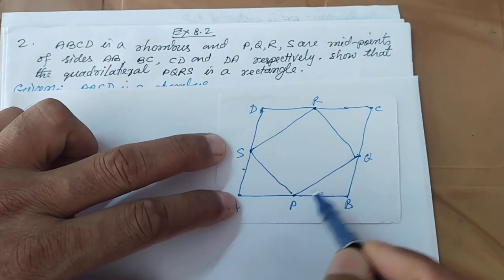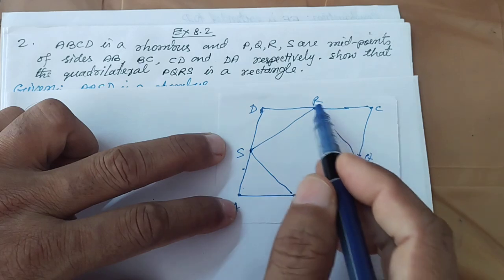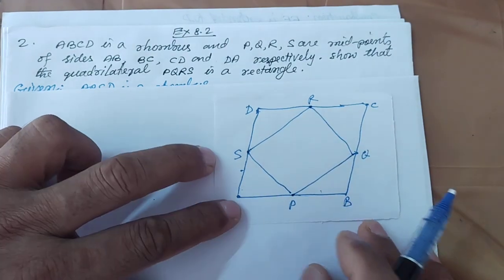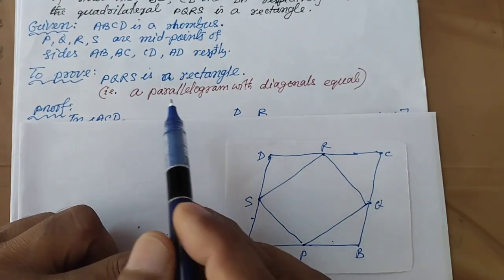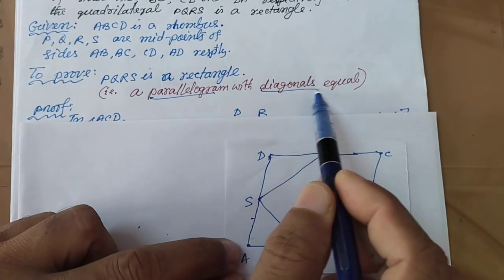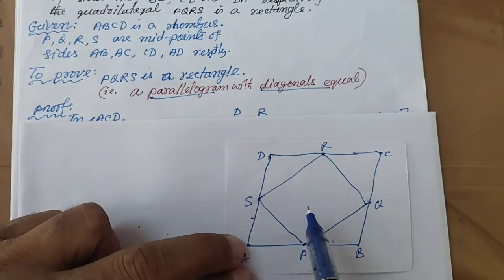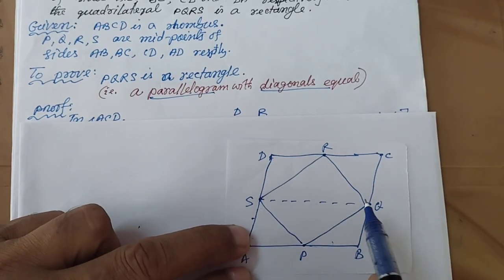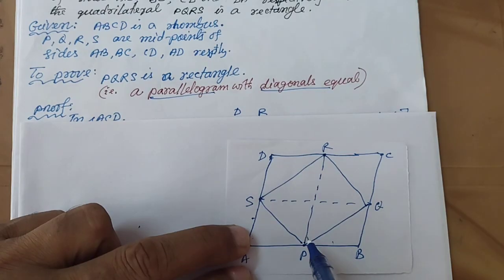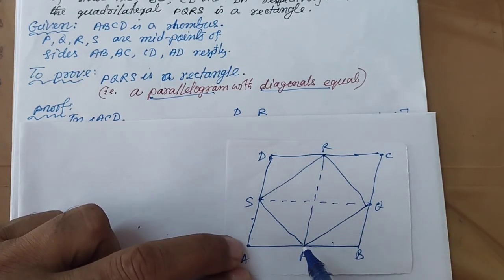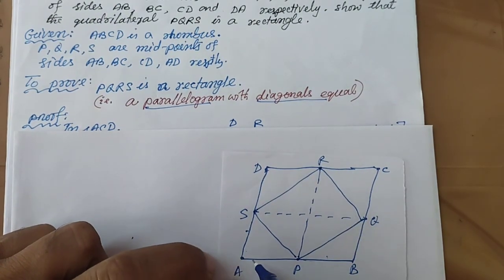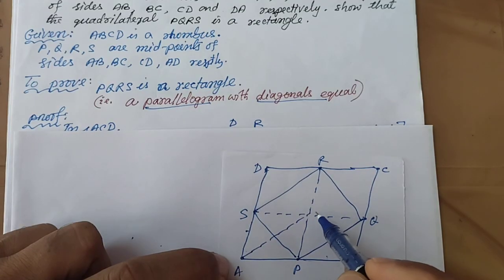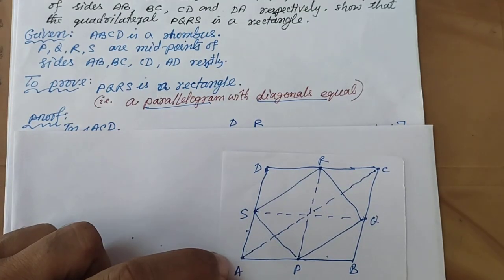PQRS. And you are asked to prove that this PQRS is a rectangle. To prove PQRS is a rectangle means we have to prove that it is a parallelogram with equal diagonals. So we will join the diagonals. We have to prove that PQRS is a parallelogram and also PQRS has equal diagonals. Then we will say it is a rectangle. So I'll also join this diagonal AC of the quadrilateral ABCD.